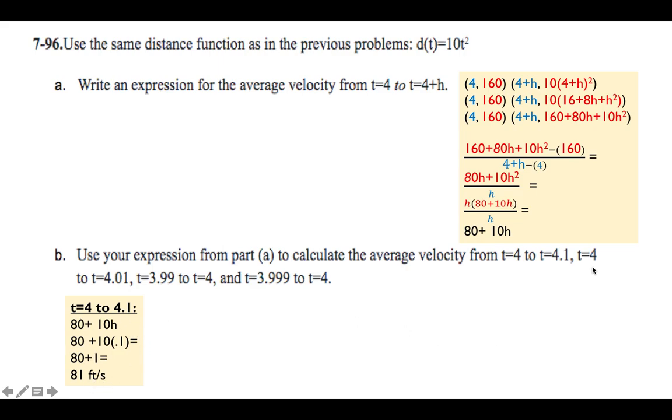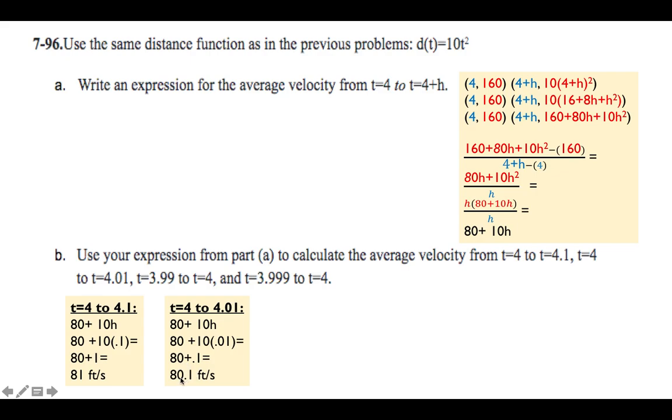Now let's do the next one. When t equals 4 and then 4.01. Sorry about the order of this. It's going to project the steps and then I'll explain it. So when t equals 4 to 4.01 seconds, again, all I got to do is plug in for what h is. So 4.01 minus 4 is just 0.01. That's my h, horizontal distance. 10 times 0.01 is just 0.1.